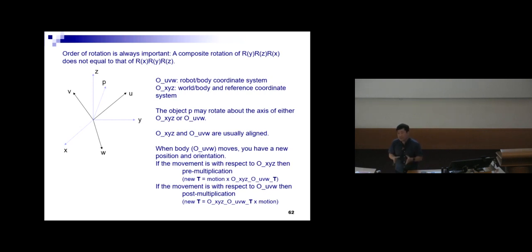So for the exercise, you need to keep in mind that if the body, the u, v, w, moves, you have a new position and orientation. If this movement is with respect to O, x, y, z, you need to do a pre-multiplication. A pre-multiplication meaning that your new T will equal the motion multiplied by the O, x, y, z, O, u, v, w transform. That means that before the transformation itself, you need to do the motion.